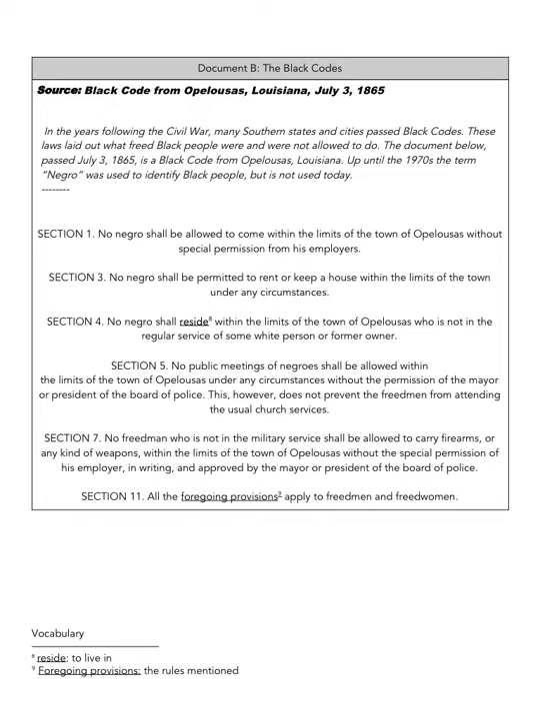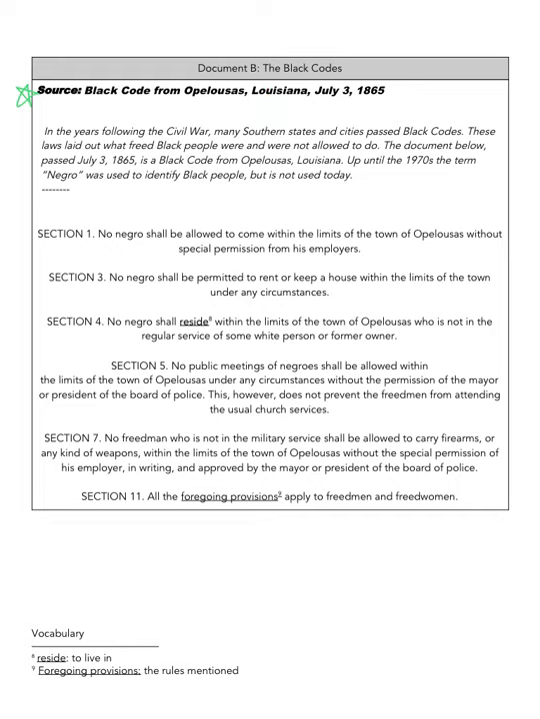In this video, we will be doing a first read of Document B to try to understand what it's all about. The title is Document B, the Black Codes. First, let's look at some of the text features again. The first thing I noticed is that the source is given again at the very top. This reads, Black Codes from Opelousas, Louisiana, July 3rd, 1865.